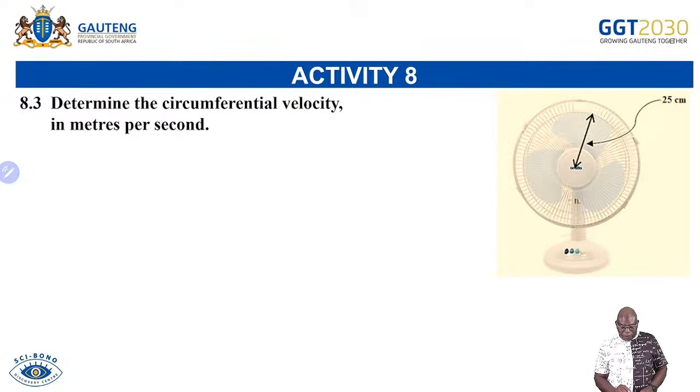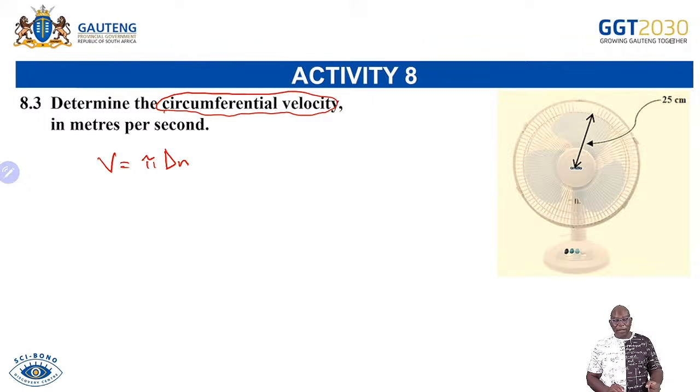Remember the circumferential velocity. If you go to your formula sheet, you get this word here, and it's connected to a certain formula. So you just write down the formula: V equals pi d n. The d is the diameter, n is rotational frequency. Substitute. That's all. You get 1 mark for the formula.